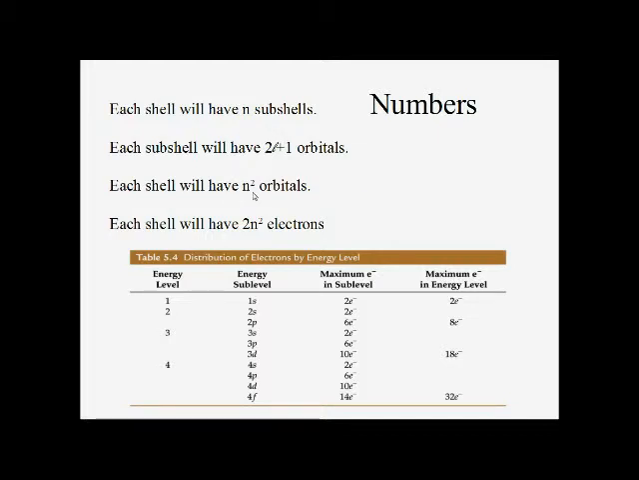The total number of orbitals in a shell will be n squared. And since there are 2 electrons per orbital, each shell will have 2 times n squared electrons.